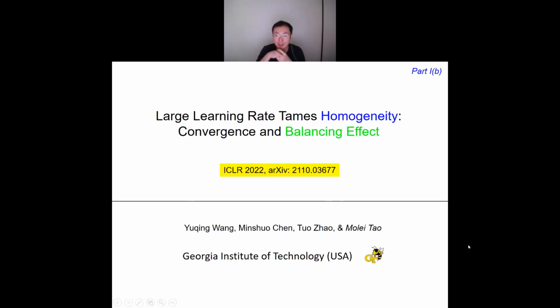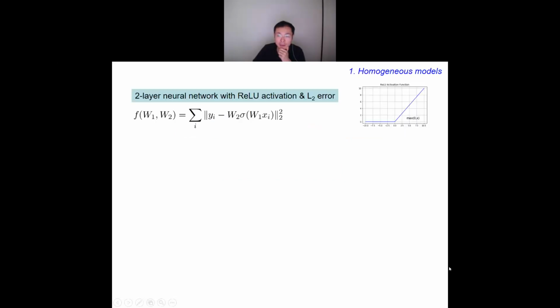This is based on another paper published in a machine learning conference, joint work with my student Yuqing Wang, my former student collaborator Mingshuo Chen, and his advisor Tuo Zhao. The problem we consider is very special: a homogeneous model. Roughly speaking, a two-layer neural network with a specific activation function, such as ReLU, is a homogeneous model. What do I mean by that? ReLU is a very nonlinear function, but it enjoys a special property called homogeneity: you can multiply the input by a scalar, and the output will be multiplied by the same scalar, even though the function is nonlinear.